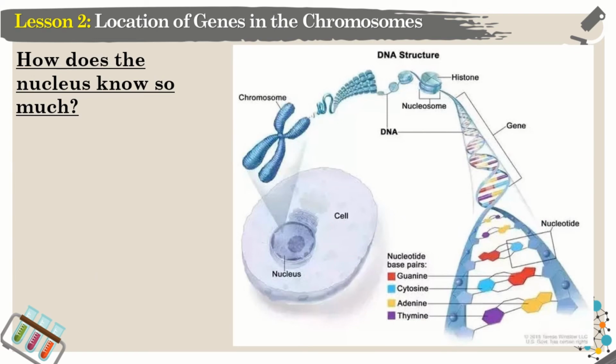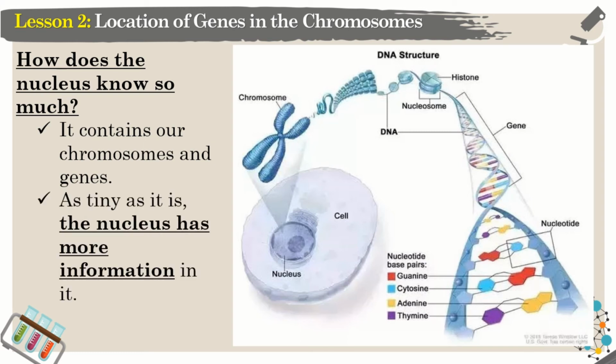Okay, how does the nucleus know so much? Because it contains our chromosomes and the genes. And we said a while ago that your genes and the DNA are the ones who give us codes or instructions in order for us to be unique. So take note, even if it is tiny or small, the nucleus has more information to be coded for us to become a unique species.